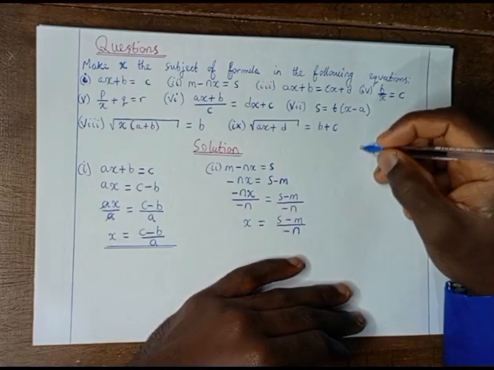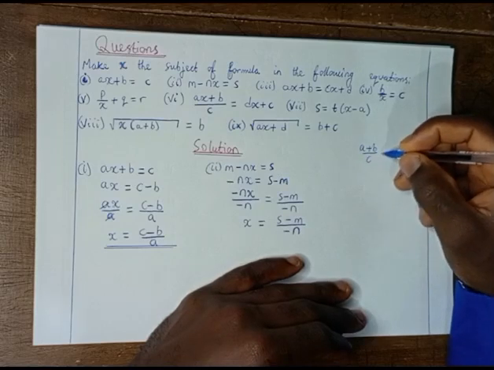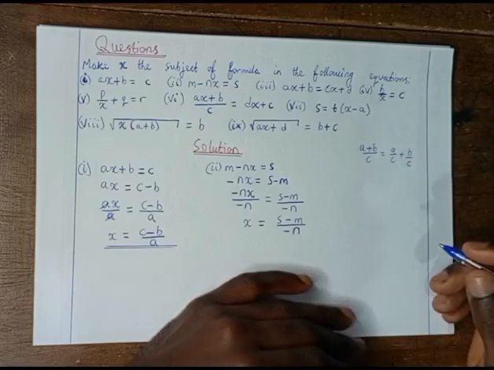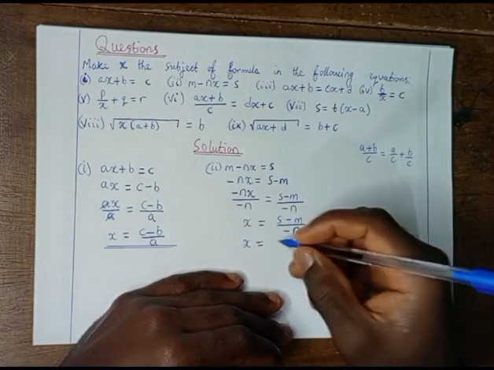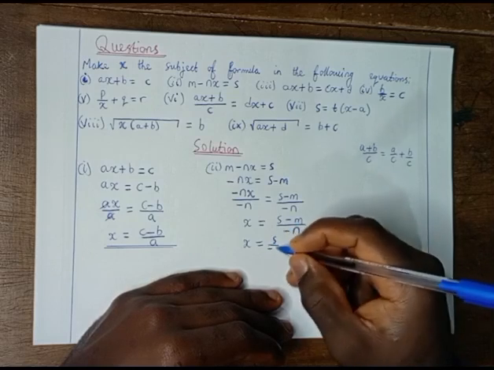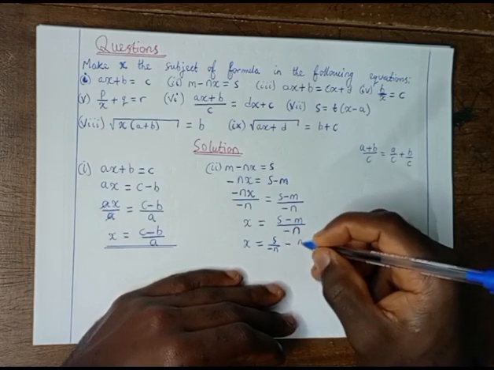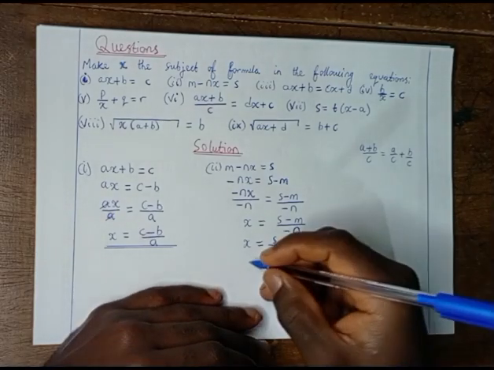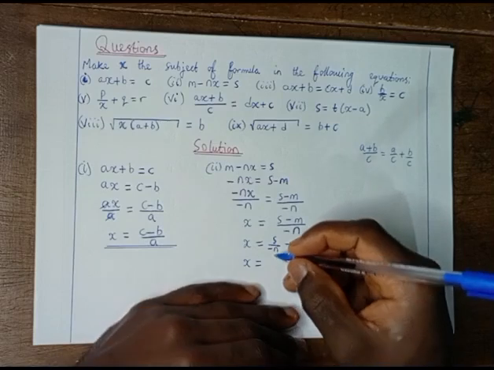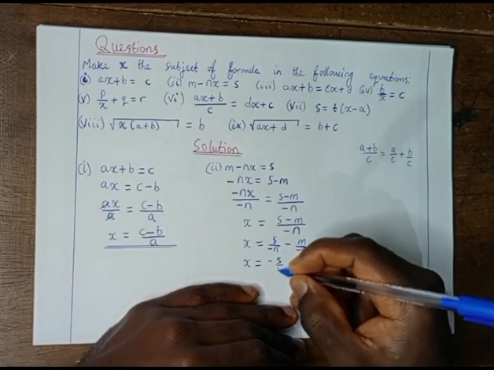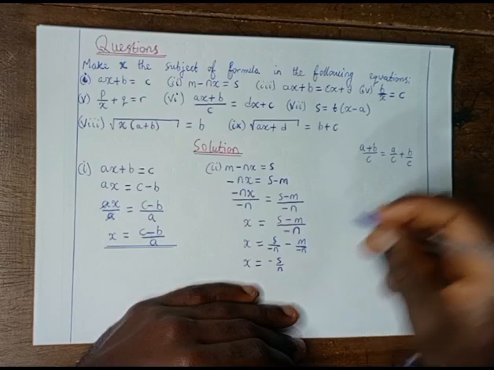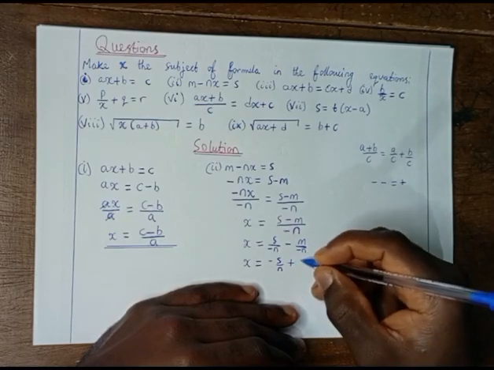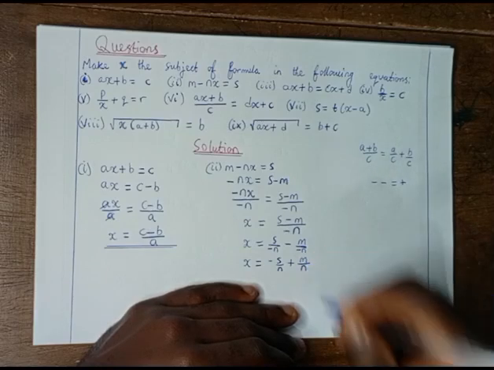Remember, with fractions, if we have a plus b over c, it is the same as a over c plus b over c. That means they have a common denominator. This will simply give us x to be equal to s all over negative n minus m all over negative n. This will give us x to be equal to negative s over n. We know when we have two negative signs like this, it becomes positive, plus m on n.